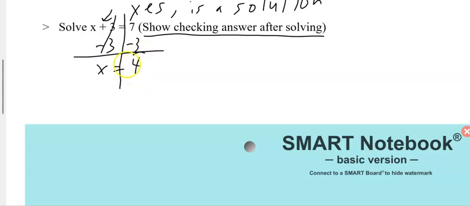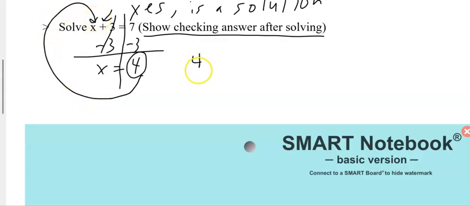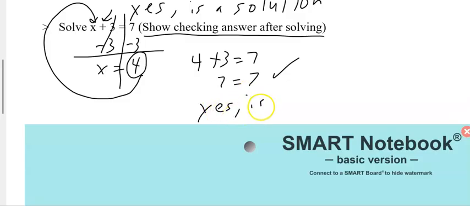But again, we want to take this answer, like we just did, and ask: is this a solution? We're going to plug it back in. 4 plus 3 equals 7. 7 equals 7. Check. And then we answer the question, yes, it is a solution.